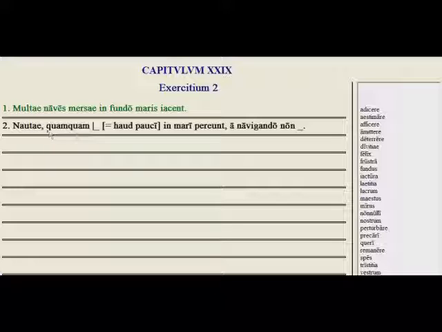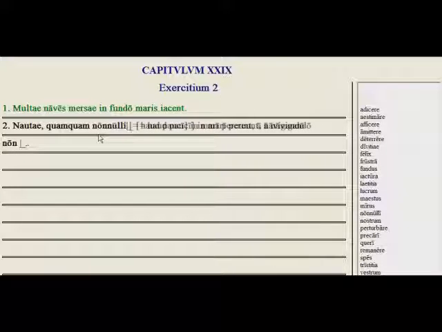Okay, the nautae quamquam blank in mare periunt a navigando non blank. The sailors, although we want to say not at all a few, so the equivalent of many, there's a new word in this section that means not at all a few or many, and that is non nulli, which means basically not none, right? Not a small quantity of sailors die in the sea. Even though that's true, they're not deterred from sailing, is what we want. Non deterrentur.